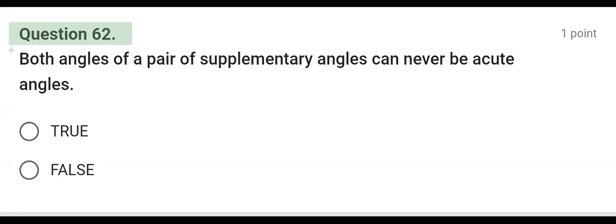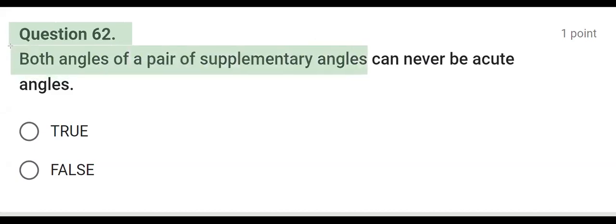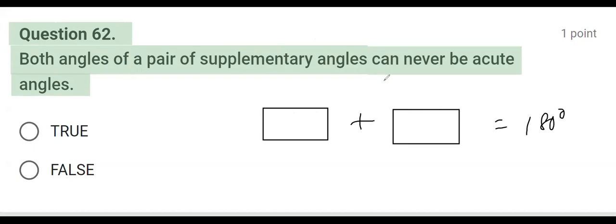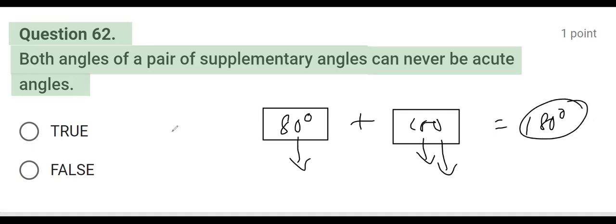In question number 62, it says both angles of a pair of supplementary angles can never be acute angles. Yes, when two angles are supplementary, their sum comes out to be 180 degrees. That's right. If I place one as an 80 degree acute angle, then I must place the other angle as 100. So if I'm taking one as acute, the other must be an obtuse angle for them to become supplementary. So this is a true statement.